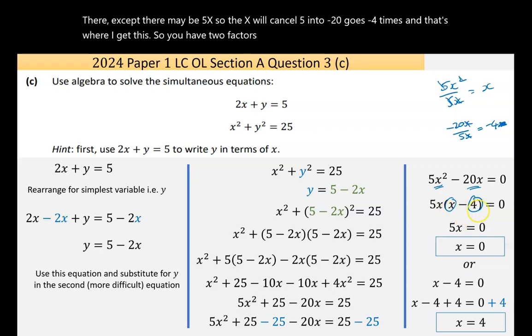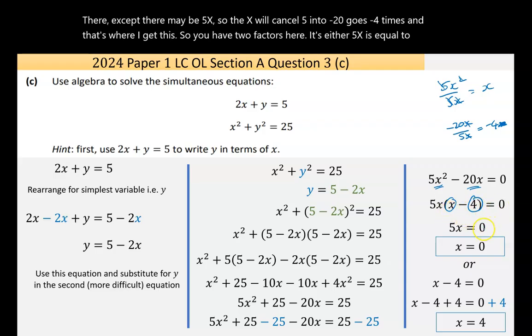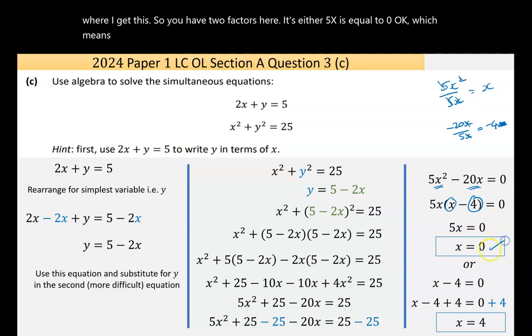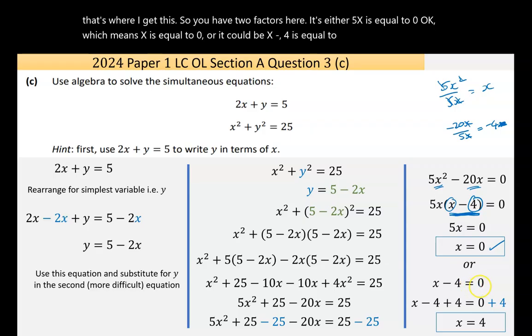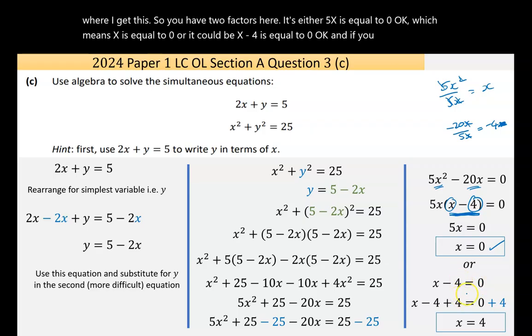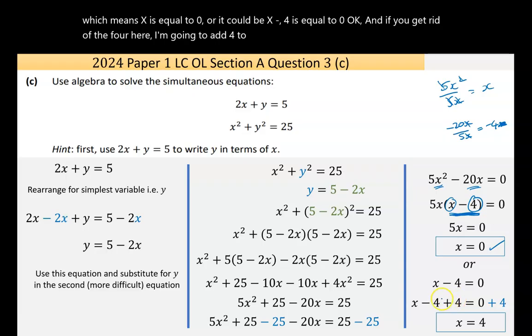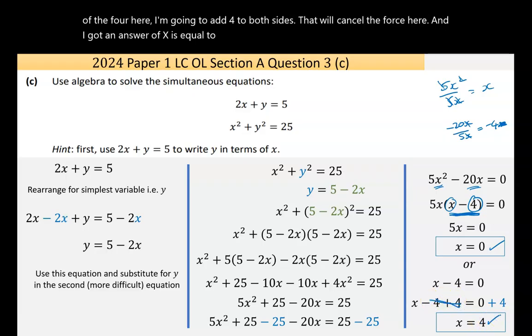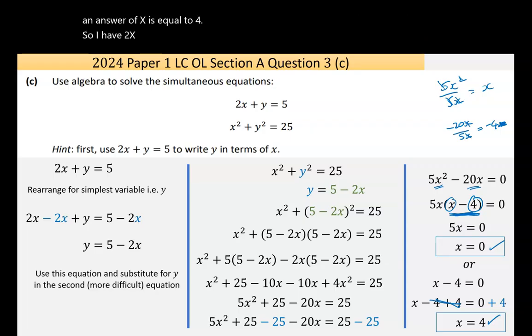It's either 5x is equal to 0, okay, which means x is equal to 0, or it could be x minus 4 is equal to 0, okay. And if you're getting rid of the 4 here, I'm going to add 4 to both sides. That'll cancel the 4's here, and I got an answer of x is equal to 4. So I have two x values, either x is equal to 0 or x is equal to 4.